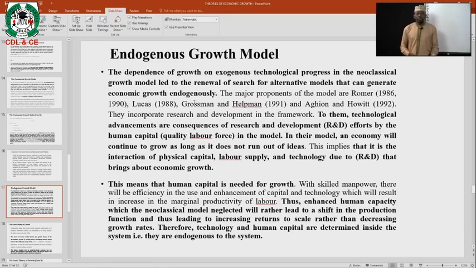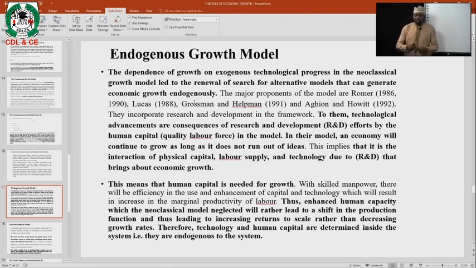The major proponents of this endogenous growth model are Romer, Lucas, Grossman, and Helpman. To them, technological advancement is a consequence of research and development effort by the human capital, that is, the quality of the labor force in the model. In their model, an economy will continue to grow as long as it does not run out of ideas. This implies that it is the interaction of physical capital, labor supply, and technology due to research and development that brings about economic growth. So, technology is not determined outside the system as explained by the neoclassical growth model.